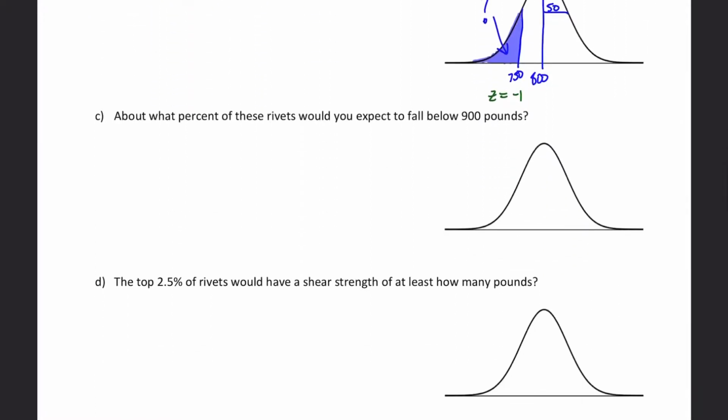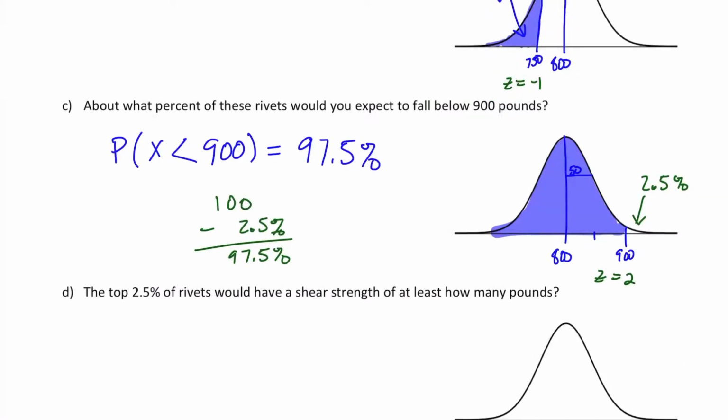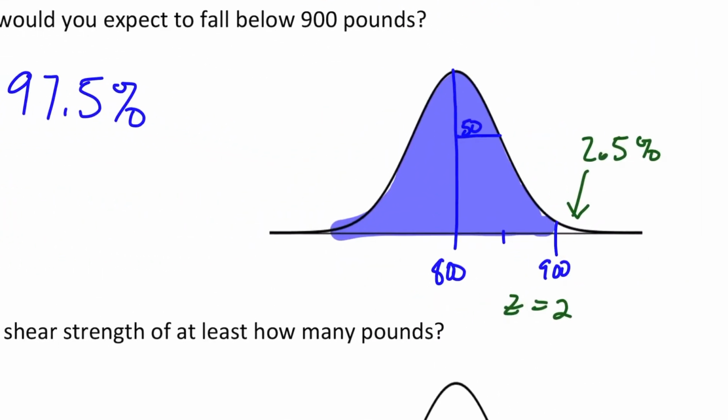All right, these last two are much more straightforward. C, about what percent of these rivets would you expect to fall below 900 pounds? Go ahead and pause the video and try this one on your own. Alrighty, welcome back. So first, I drew my picture. I knew that I had a mean of 800 and a standard deviation of 50. To find 900, I had to go up 2 standard deviations, up 50 and up another 50. So that gives me my z-score of 2.